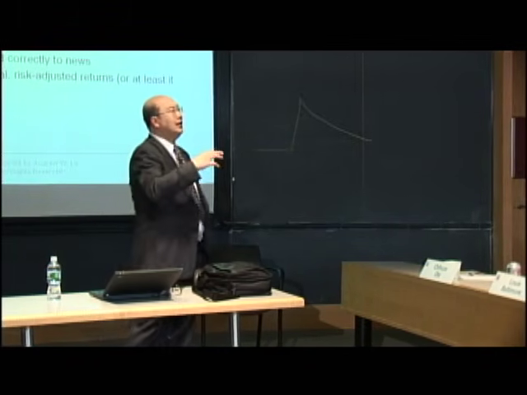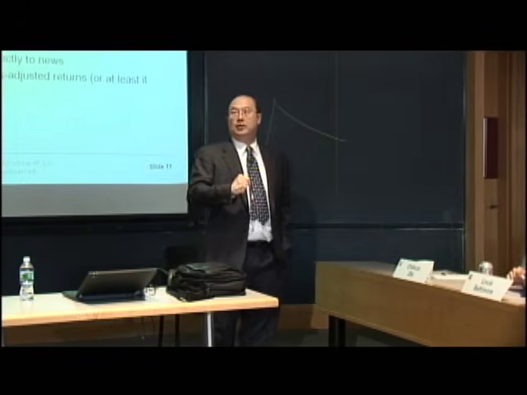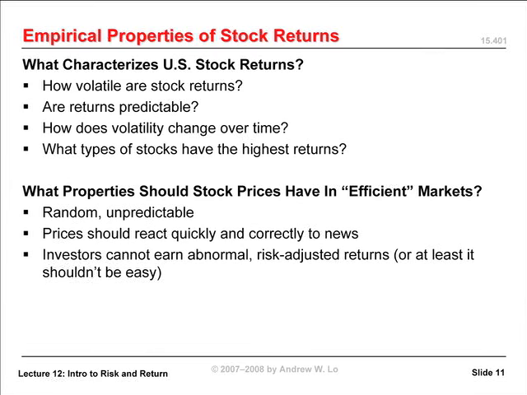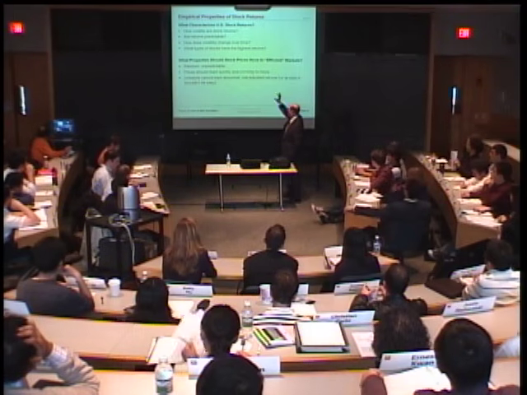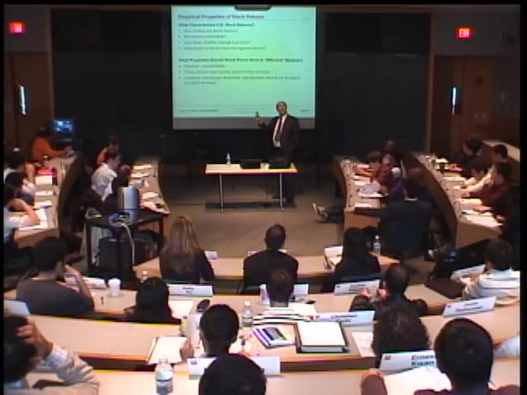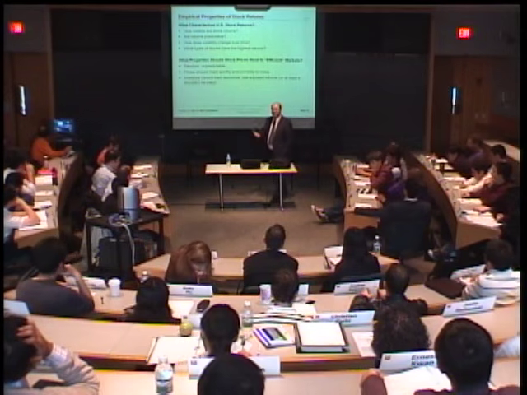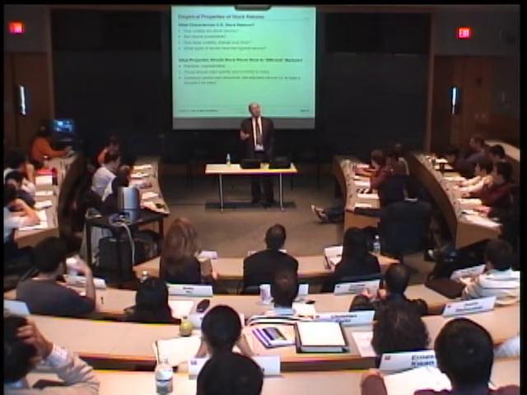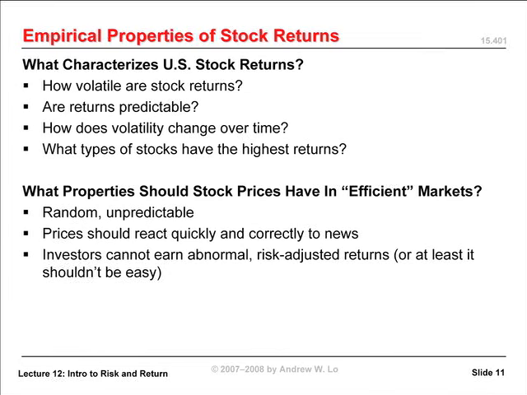Before I do that, let me ask you to think about the following question: if you were designing a market for stocks, what properties would you want that market to have? I'm going to argue that there are a few properties that all of us can recognize as being good properties for stock prices. So the first is that stock market prices are random and unpredictable.